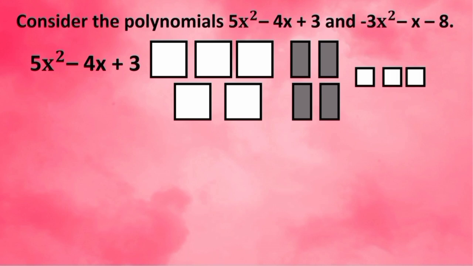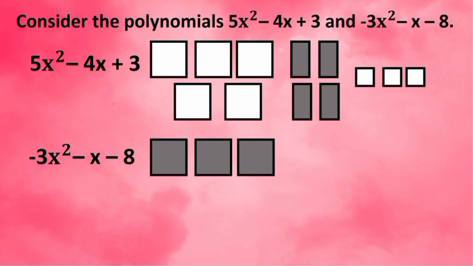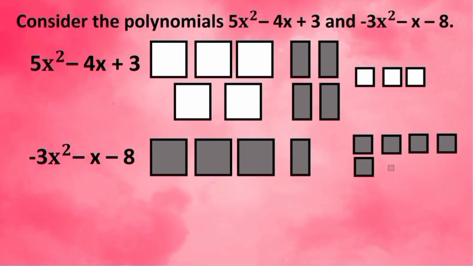Now let's represent negative 3x squared minus x minus 8. To represent negative 3x squared, we will use 3 shaded big squares. For negative x, 1 shaded rectangle. And for negative 8, we have 8 shaded small squares. Now let's add the polynomials.